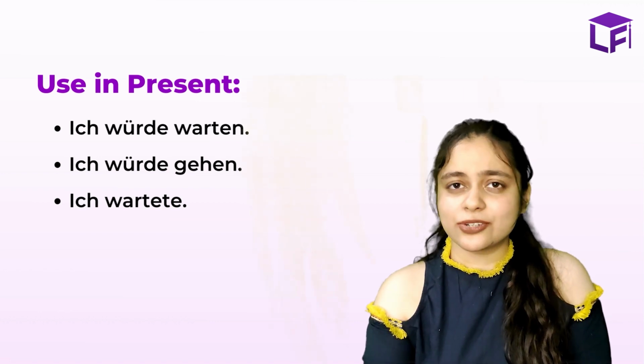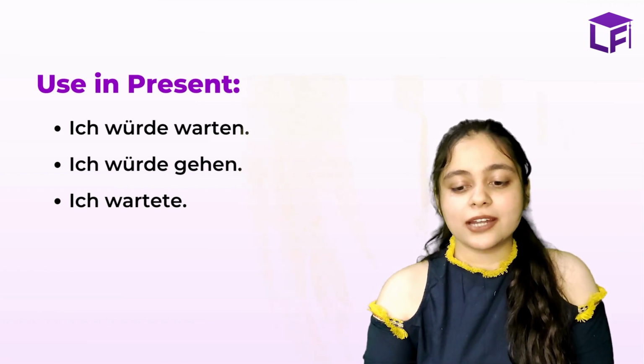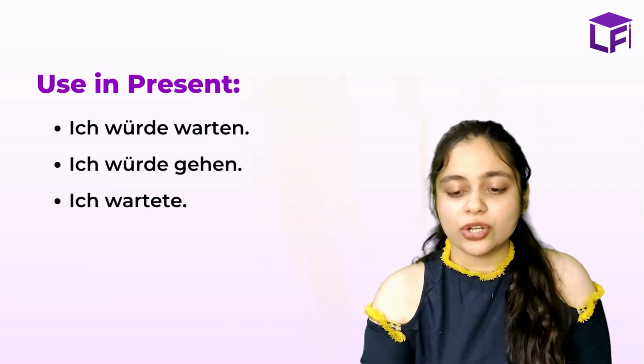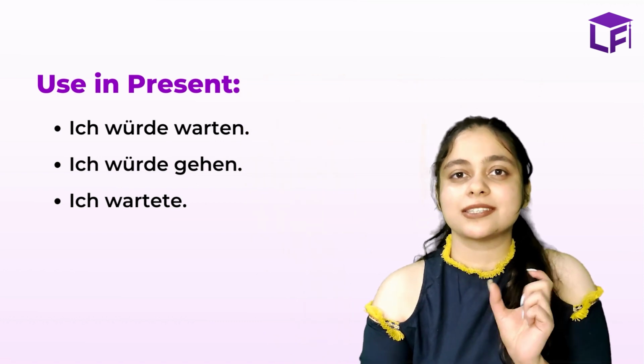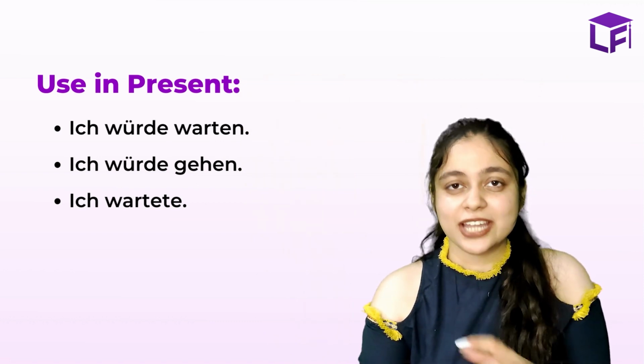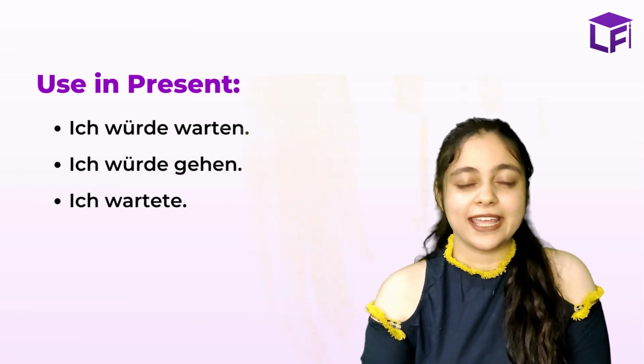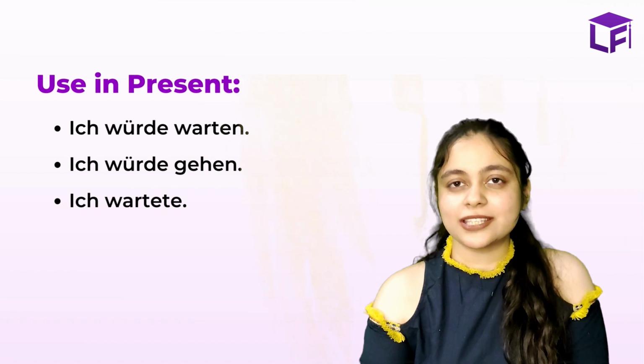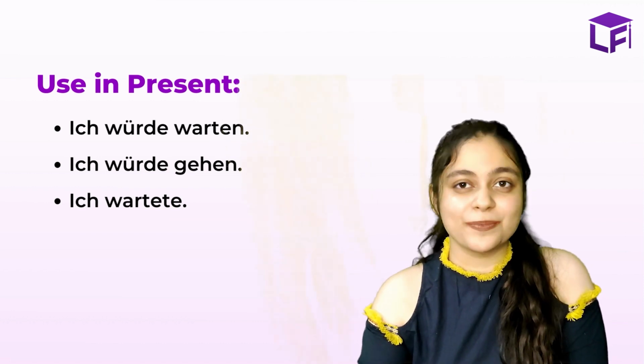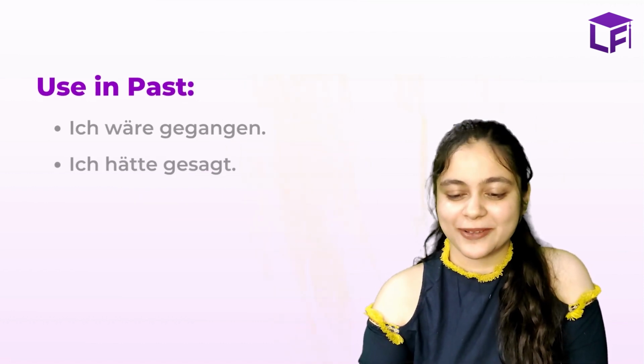Now, another thing to keep in mind is that we add the subjunctive ending to any simple past stem. Just to state an example, I have Ich wartete. This means I waited. This is simple past. Keep that in mind.